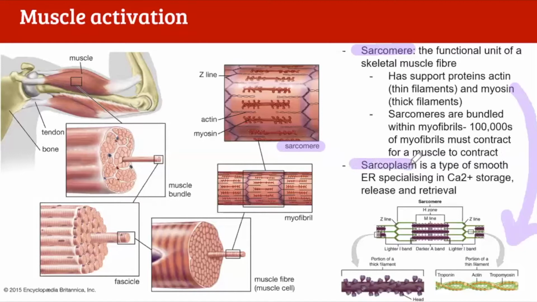And you've got the sarcoplasm. Sarcoplasm is basically just a special type of smooth ER. Its role is pretty much to do with calcium ion storage, release, and retrieval, and that's to do with muscle contraction, the nerve impulse arriving. But before we go and have a look at all that fun stuff, it'll be helpful to just talk about this sarcomere and the things we notice here.